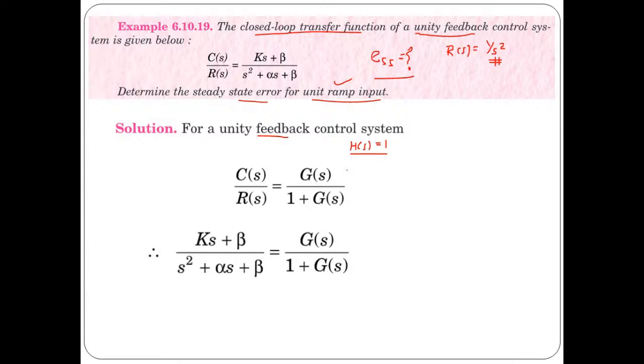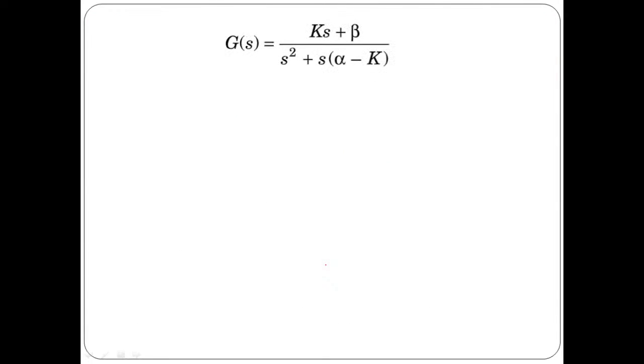Now what we need to do is compare this with the given closed loop transfer function. So the given closed loop transfer function is (Ks plus beta) whole divided by (s square plus As plus beta), and this is going to be equal to G of s upon 1 plus G of s. Now we need to solve this for G of s. If you solve this for G of s, you will get G of s is nothing but (Ks plus beta) whole divided by s square plus s into (alpha minus K). This is very important.